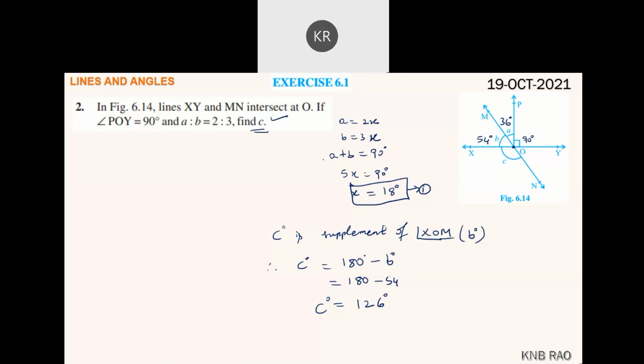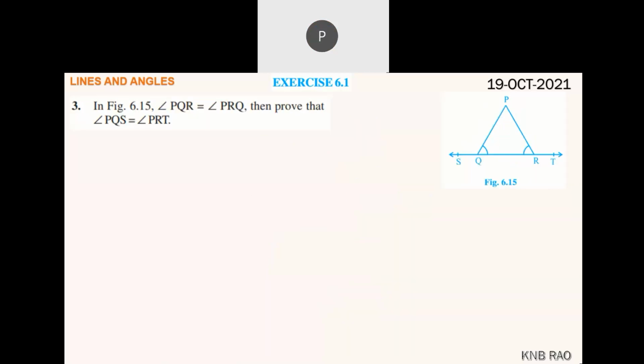Shall we move on to the third question? Yes, sir. Question number 3. In figure 6.5, angle PQR equals angle PRQ. Then prove that angle PQS equals angle PRT. How will you prove?